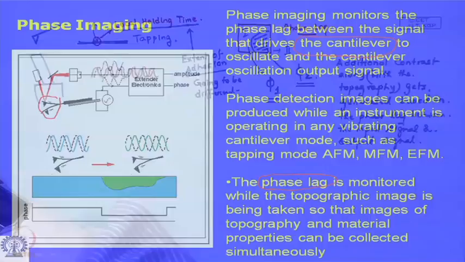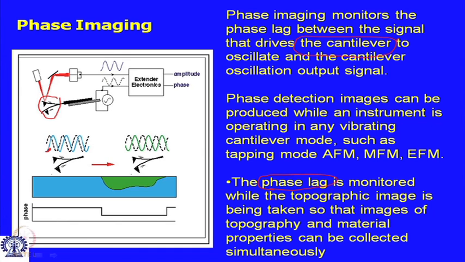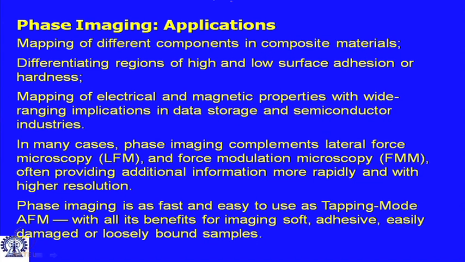Let us say this green line is the input signal and the dotted line is the output signal. You can see there is a phase lag. Now, the cantilever encounters a different zone, let us say zone 2, which has a higher level of adhesion. Therefore, the phase lag increases. So, it can be used for mapping different components in a composite material, different regions of high and low surface adhesion or hardness.